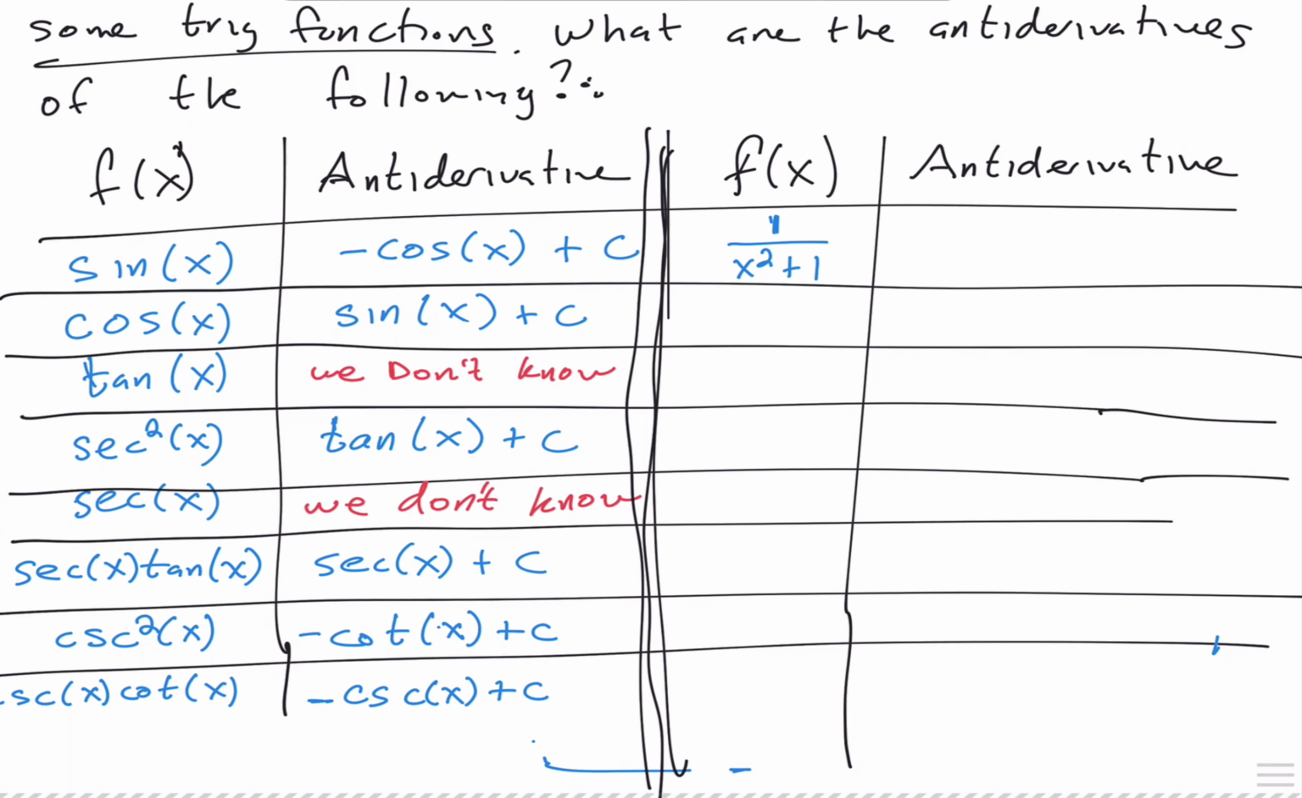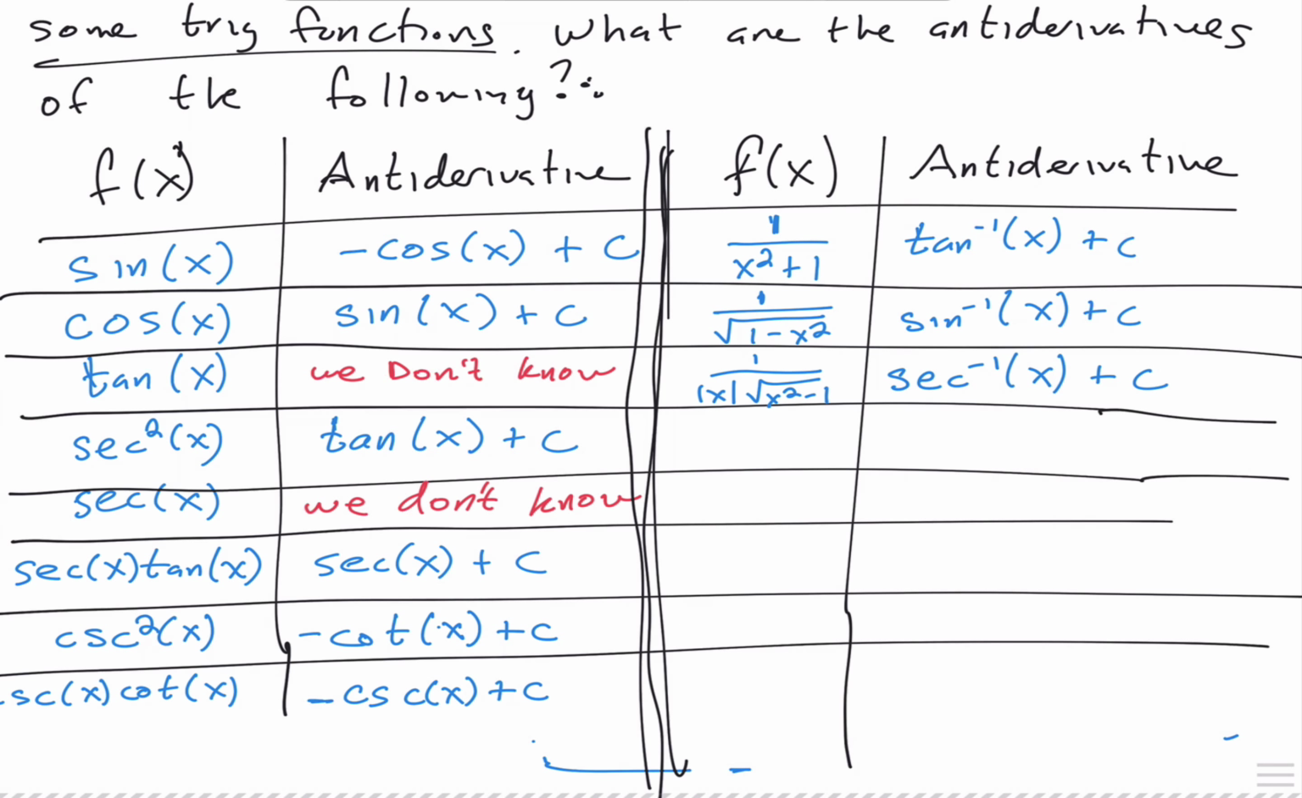That's inverse tangent, right? So inverse tangent plus c. Let's see. What about 1 over the square root of 1 minus x squared? What's the antiderivative of that? Inverse sine. What about 1 over the absolute value of x times square root of x squared minus 1? It's inverse secant.